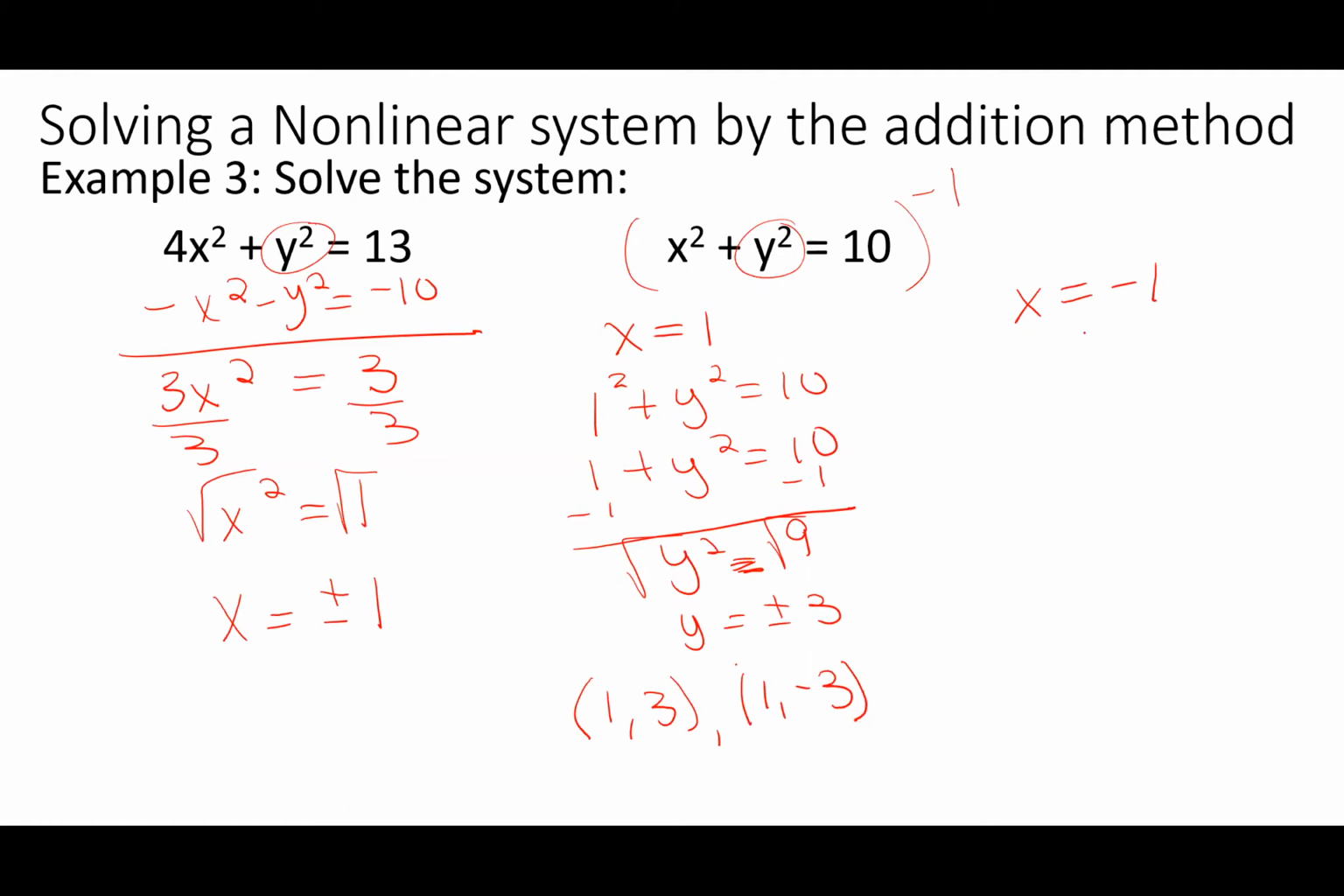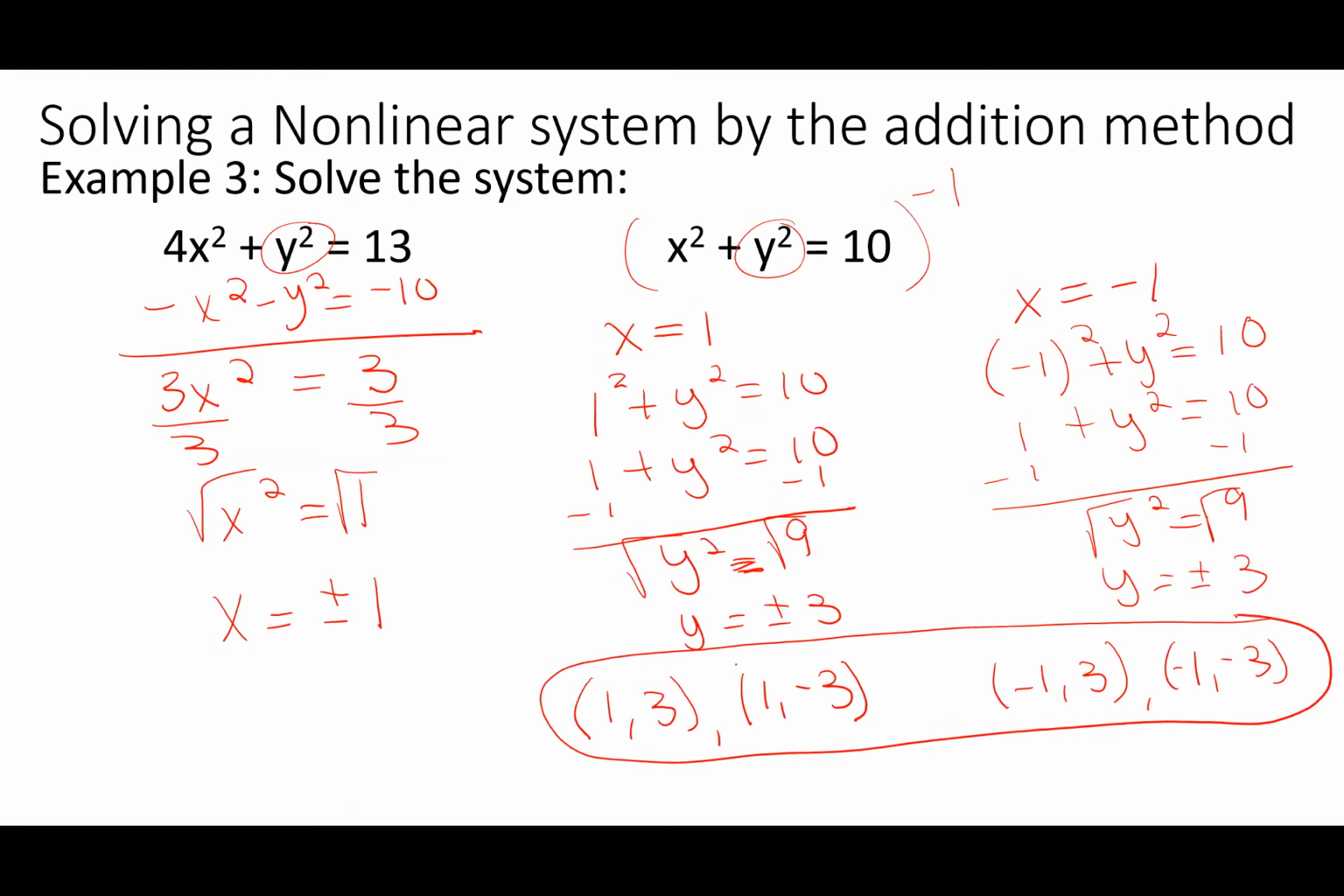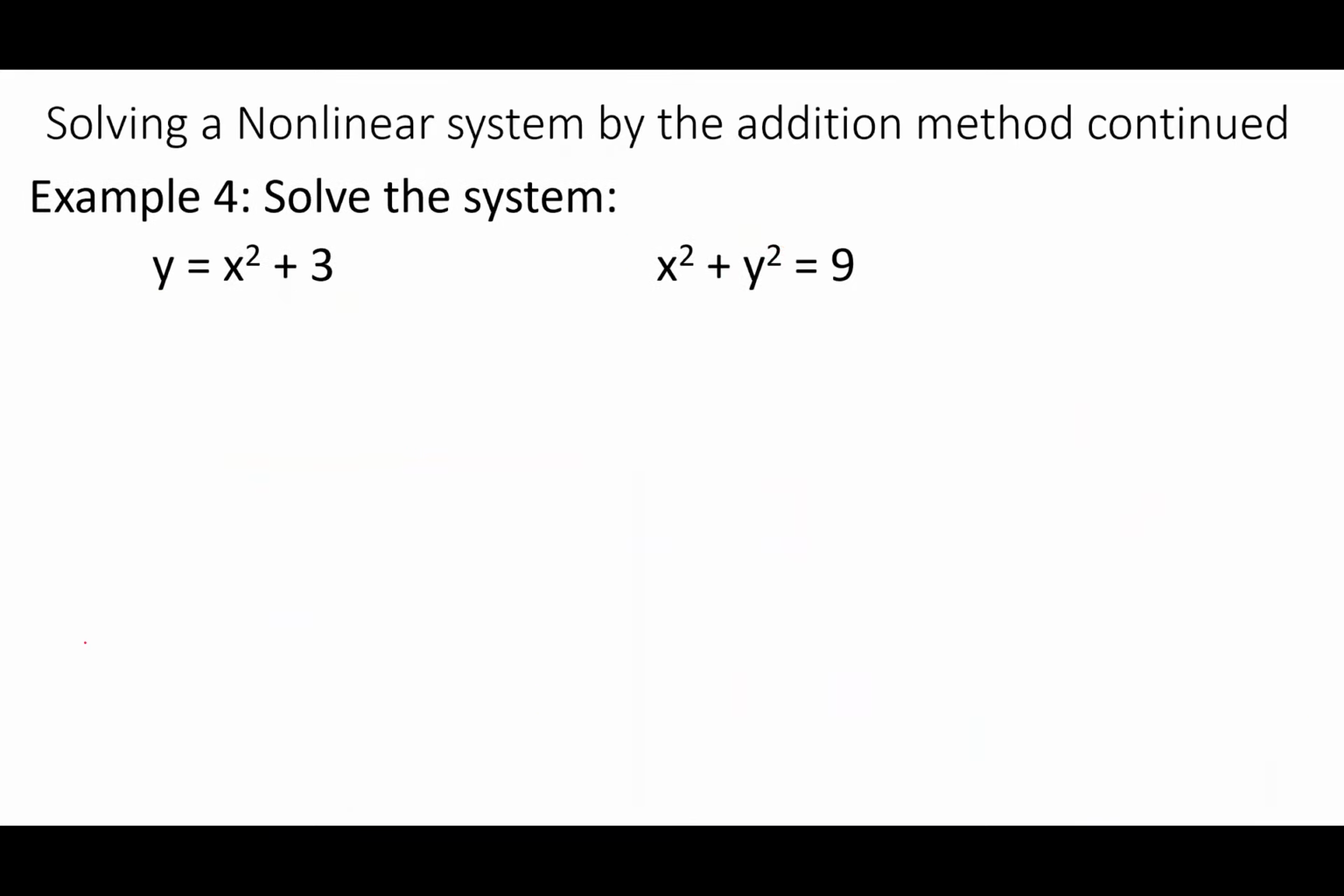Now I need to plug in -1. So -1 squared plus y squared equals 10. -1 squared is 1. So 1 plus y squared equals 10. Subtract your 1 from both sides. So y squared equals 9. Square root, and y equals plus or minus 3 again. So with -1, I get 3, and I get -3. So in this case, you can see there are 4 solutions.